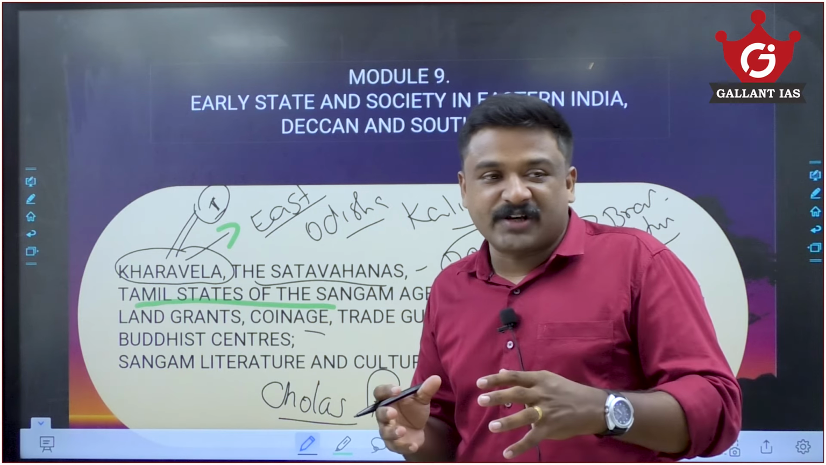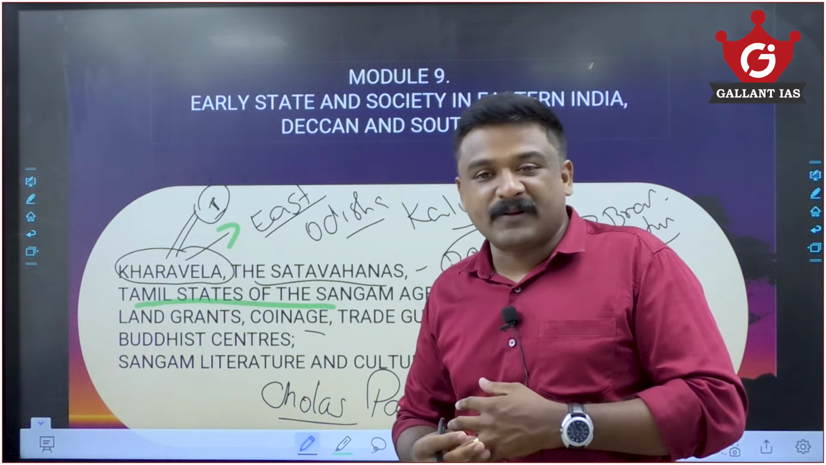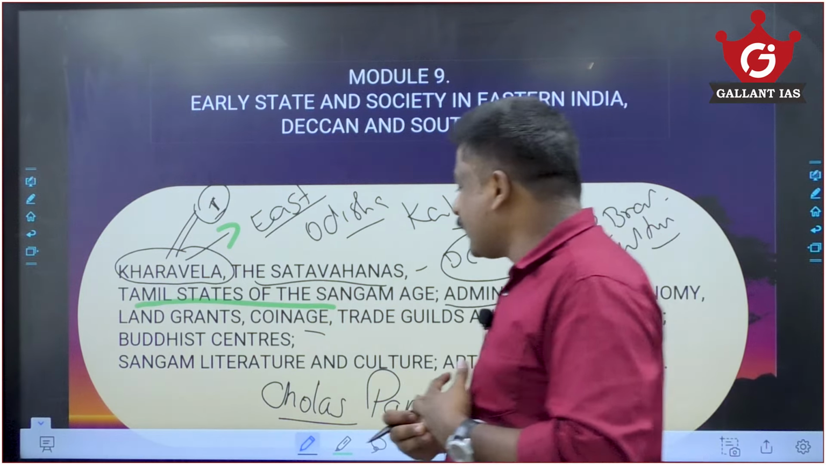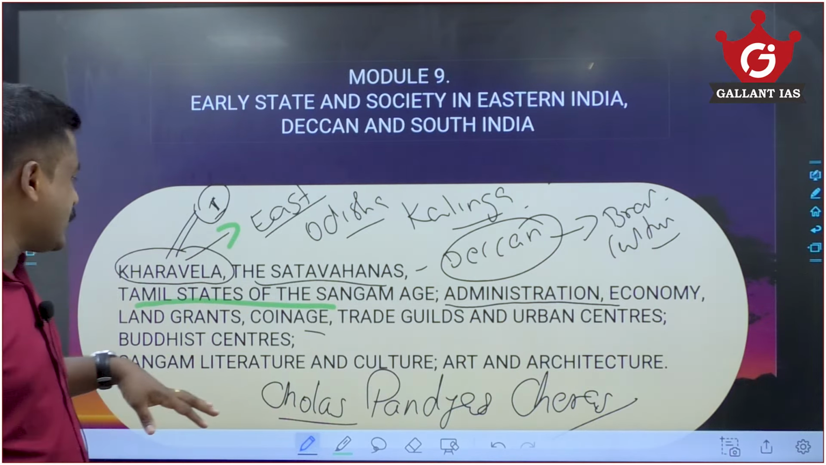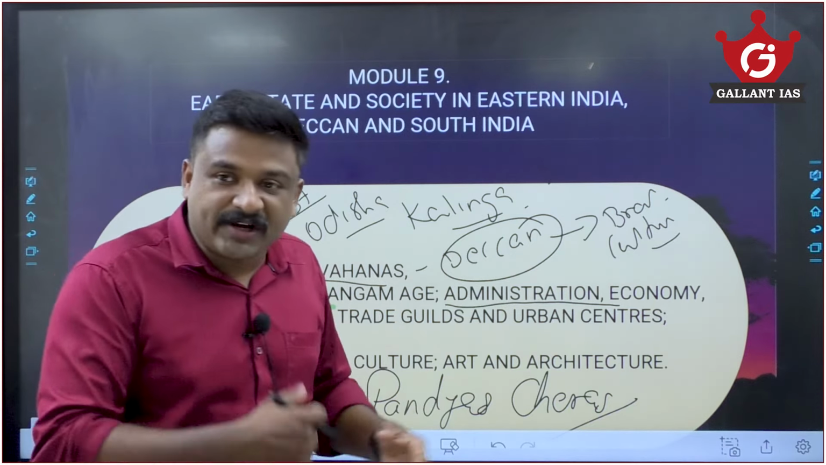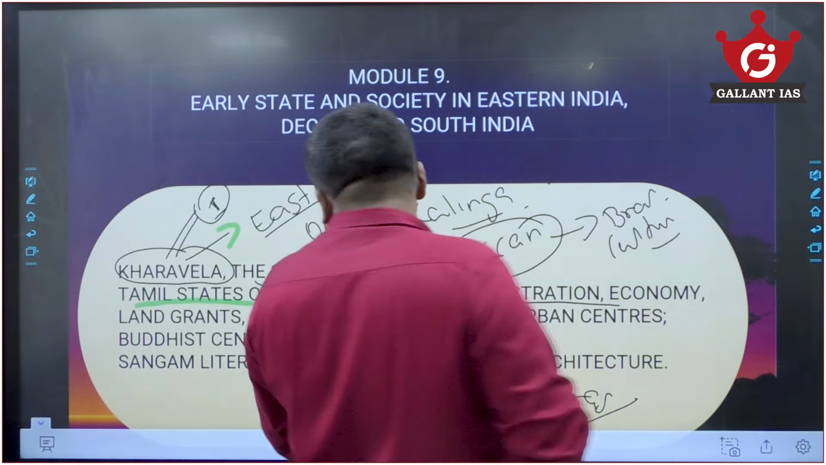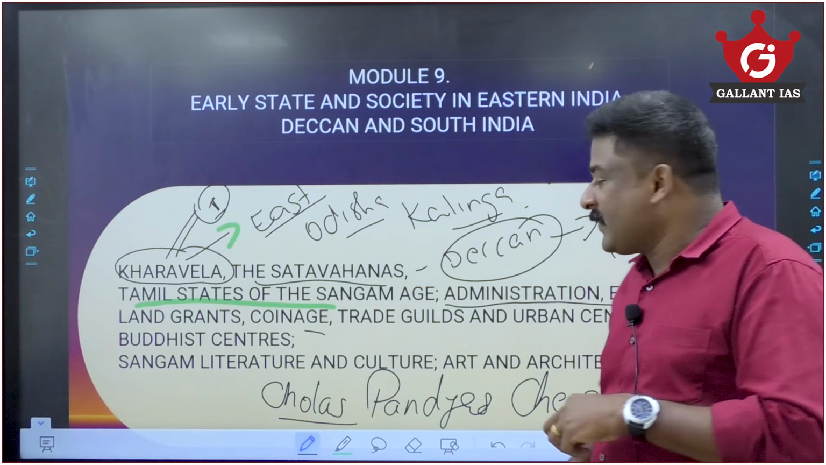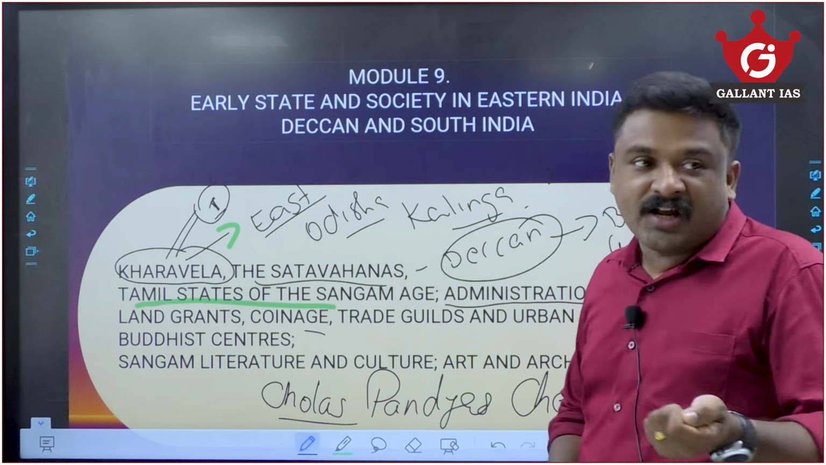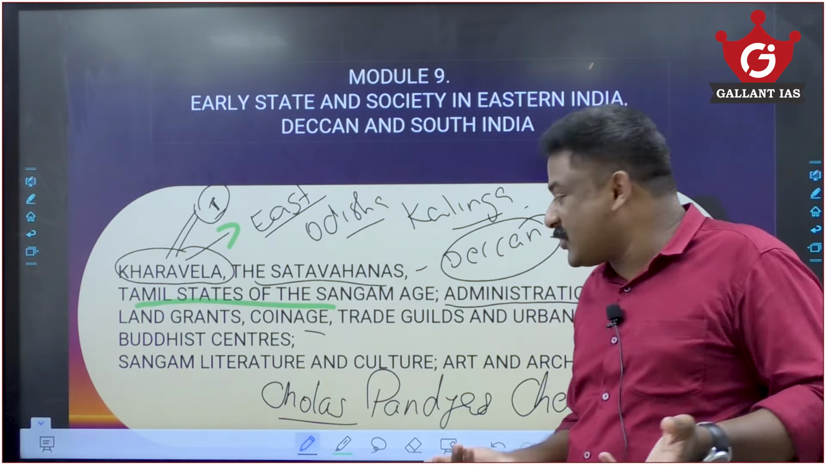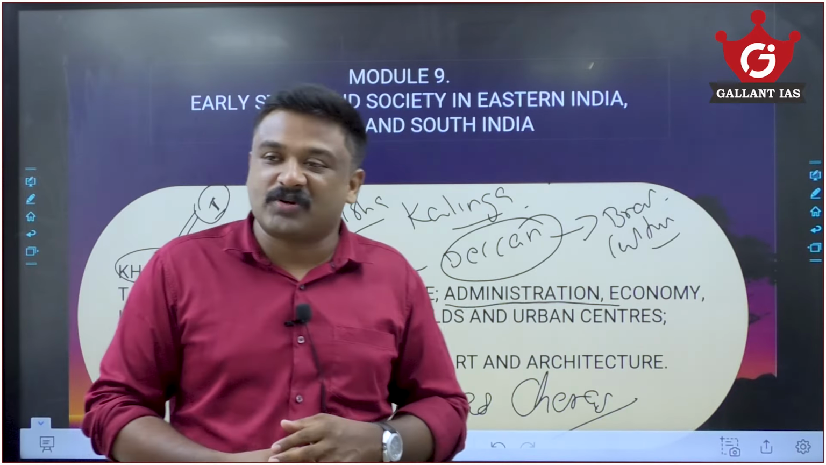Okay. The most important source that gives us information about the socio-economic, political, cultural and religious aspects of the Sangam age, try to understand, is the Sangam literature. So when you cover the Sangam age, you have to cover the administration, the economy, the land grants, the coinage system, the trade guilds, urban centers, Buddhist centers, and how Sangam literature talks about these institutions and practices, and the art and culture part. These are the things we have to cover in this module.